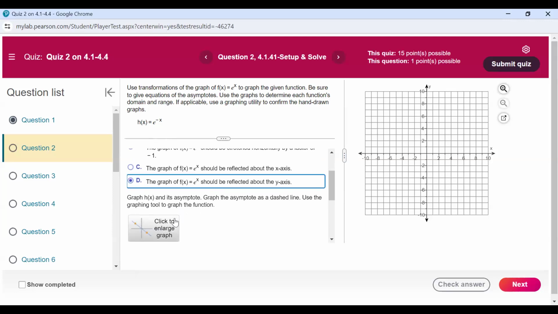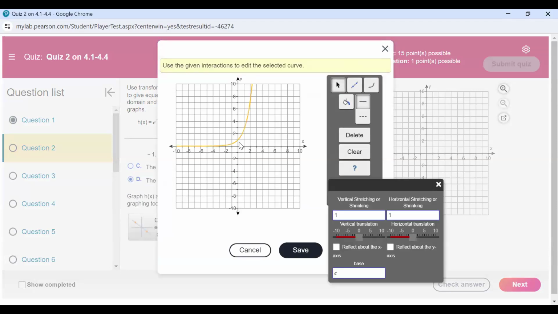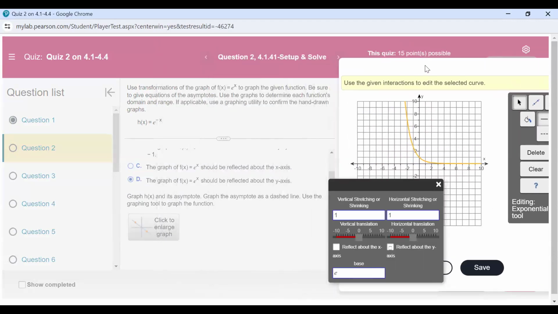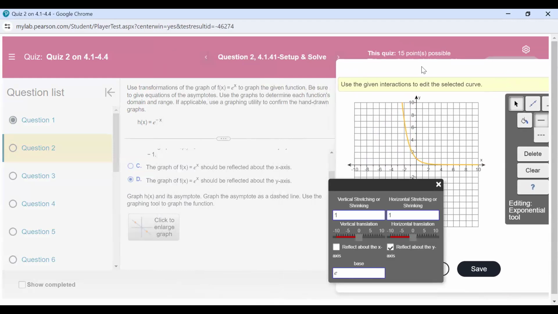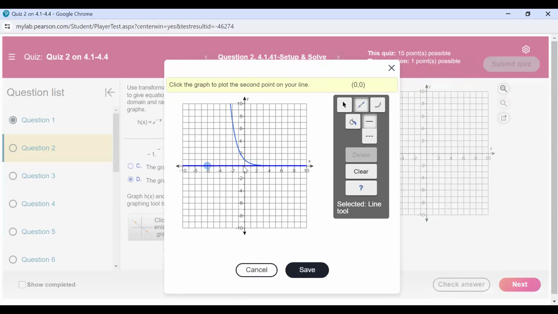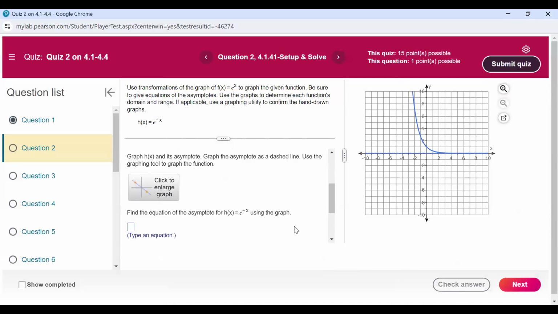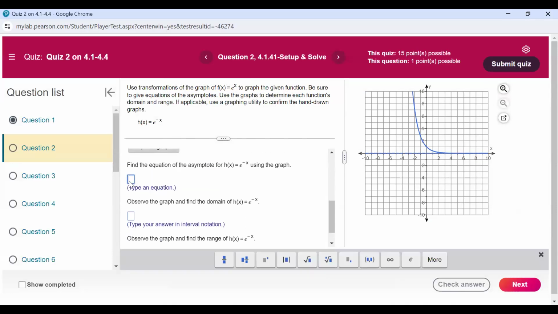We click that, and then we can graph. And then you pick your exponent tool, and our base is e. We said it's going to be reflected on the y-axis. And then we also need to graph the asymptote as a dashed line, so don't forget to do that. And so there's an asymptote at y equals 0, and then we're going to dash that and save. And the equation of this asymptote again is y equals 0. Make sure you type in y equals 0, not just 0.